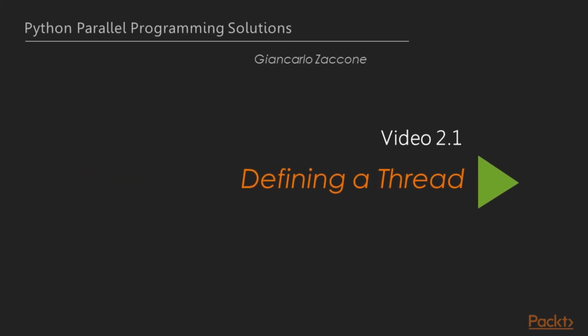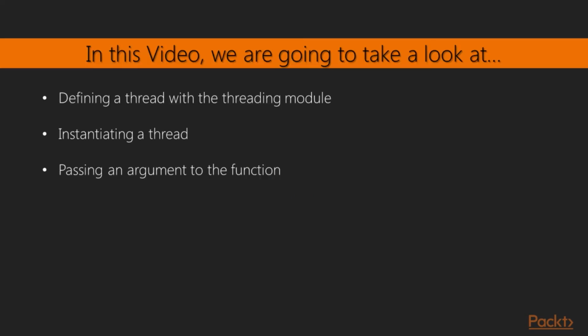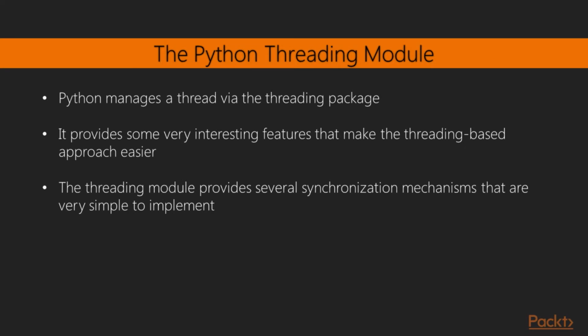Welcome to the first video of this section, titled Defining a Thread. In this video, we'll define a thread with the help of the threading module. Further, we'll see how to instantiate a thread. Finally, we'll pass an argument to the function. First, let's understand how to use the Python threading module. Python manages a thread via the threading package that is provided by the Python standard library. This module provides some very interesting features that make the threading-based approach a whole lot easier. In fact, the threading module provides several synchronization mechanisms that are very simple to implement.